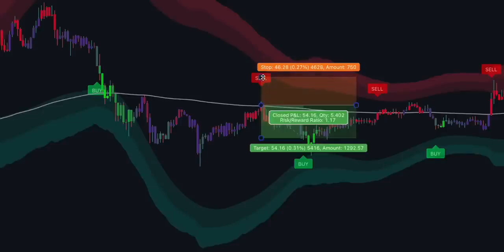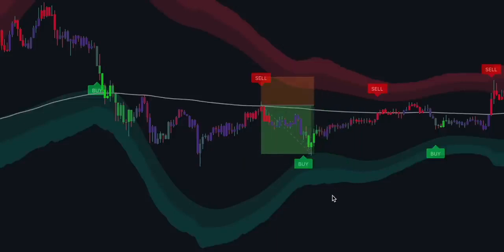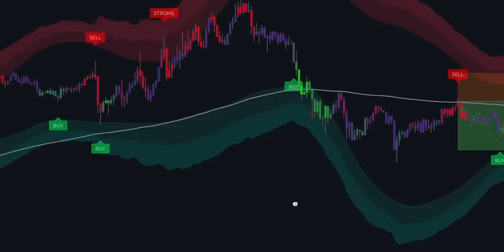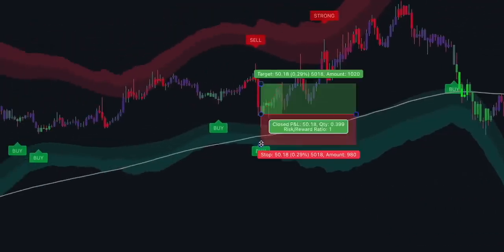If you follow the rules I just showed you, you will be surprised how well this strategy works. Actually, it has not produced a single losing trade based on my testing on Bitcoin for the past month, which is truly unbelievable. So definitely give it a try.